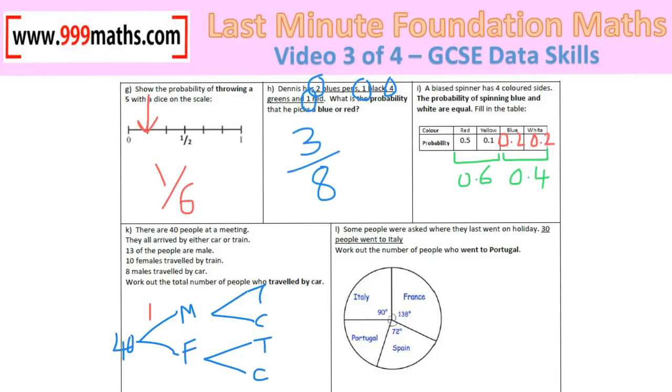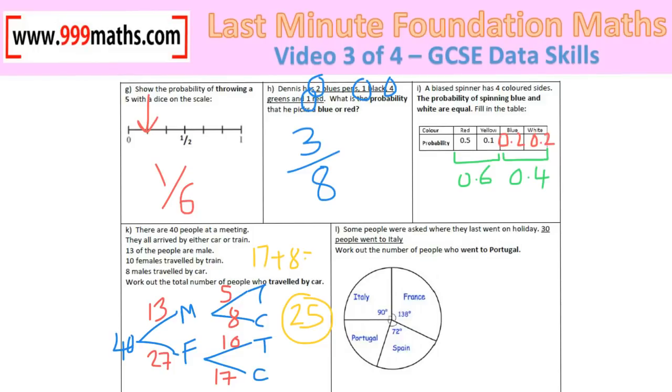13 people are male, so taking that off 40 tells me there are 27 females. 10 females travel by train, so taking that off the 27 tells me there are 17 females who came by car. And 8 males came by car, taking that off the 13, it tells me 5 males came by train. Work out how many people travel by car, so we've got the 17 females and we've got the 8 males, makes 25 altogether.